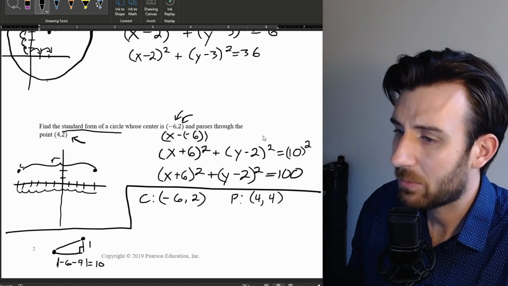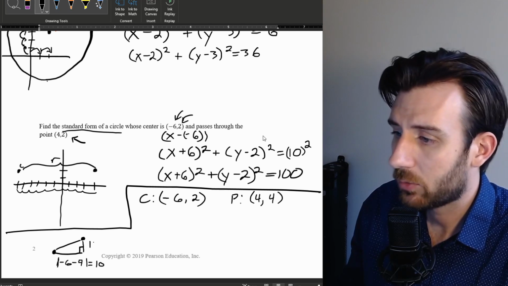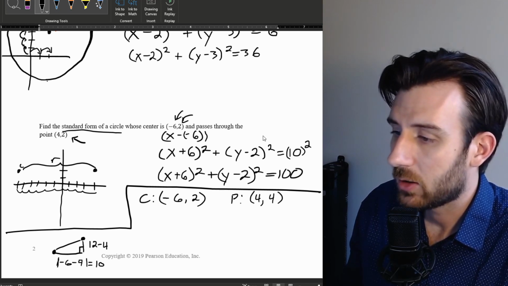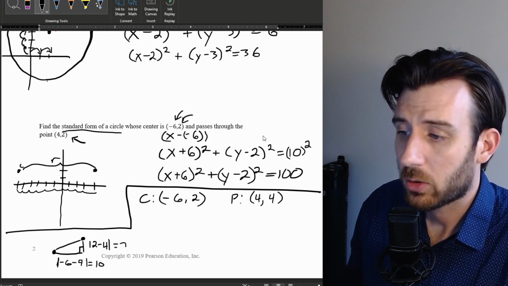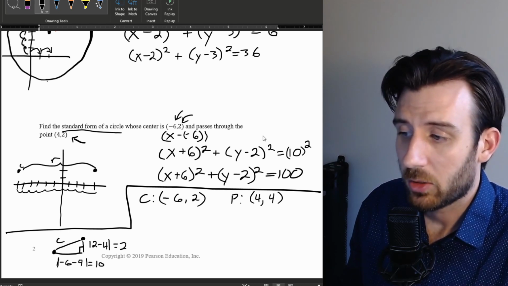And then I have the absolute value of 2 minus 4. 2 minus 4 gets me absolute value of -2 equals 2. Okay, and then this would be the other side of my triangle.